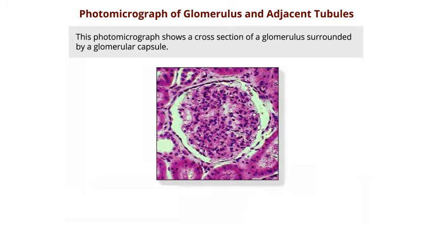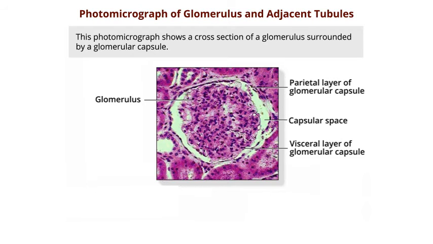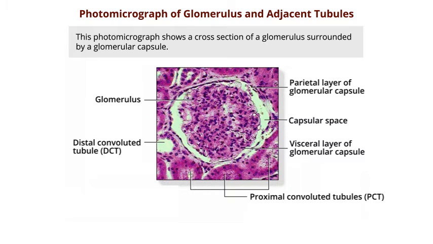This photomicrograph shows a cross-section of a glomerulus surrounded by a glomerular capsule. It also shows several proximal convoluted tubules and a single distal convoluted tubule. The microvilli in the lumen of the proximal convoluted tubules appear fuzzy because they do not stand up well to the slide preparation process. Notice the much clearer open lumen of the DCT, which is less obstructed because it has fewer microvilli. Now we will look at the DCT to see a specialized region called the juxtaglomerular apparatus.